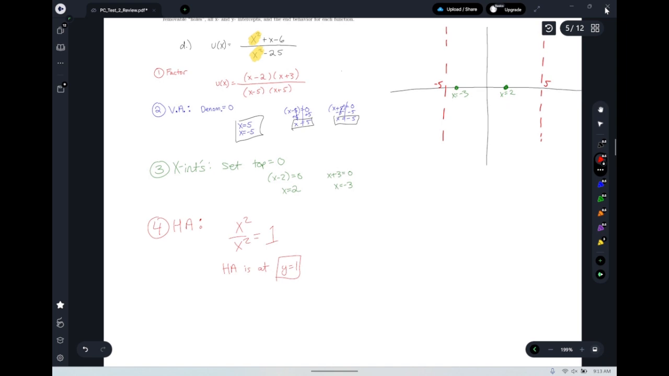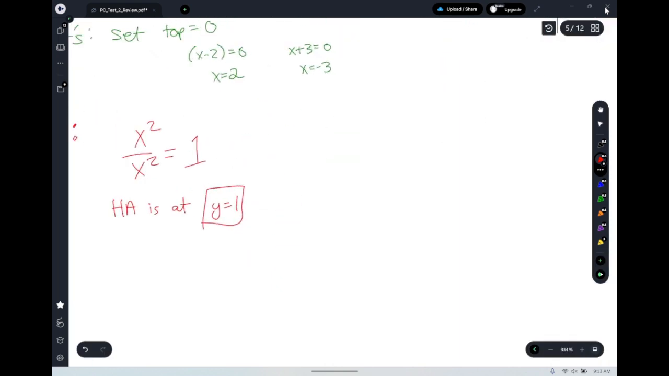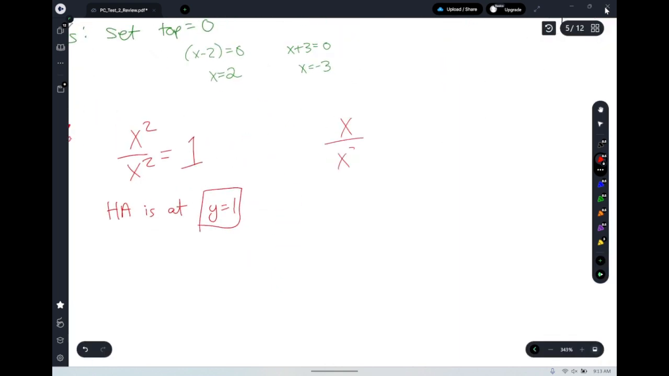On the test, would you always give us the same x? No, you might have a 0. But what if it's like x over x squared? All right, so x over x squared means bottom bigger. Means y equals 0. This is side case 1.